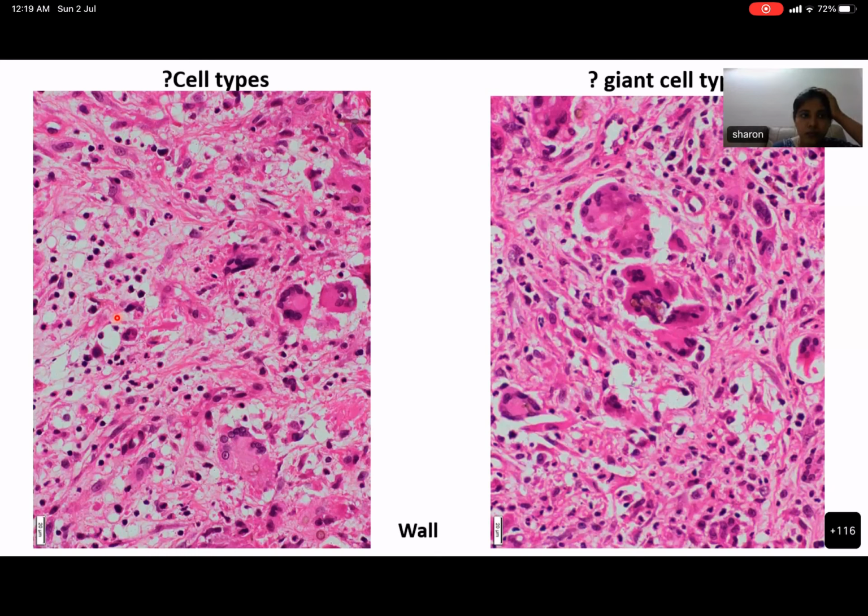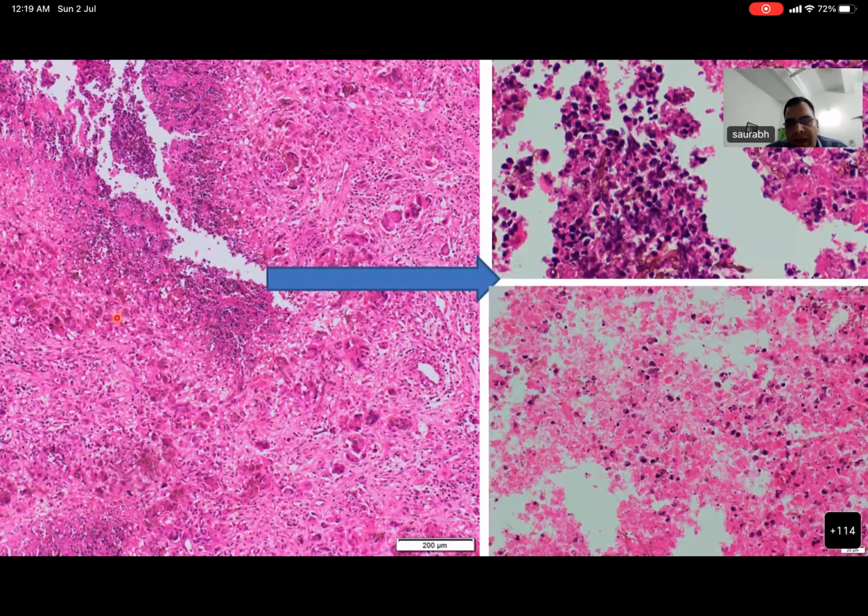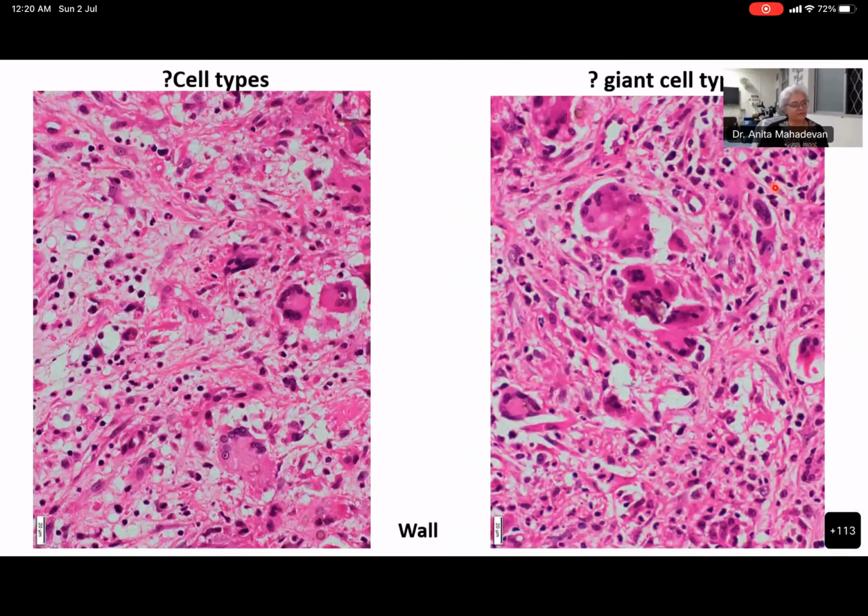Ma'am, in the previous slide, there were a few fungal hyphae. The right one above. Out here, there are a few septate fungal hyphae. Very good. And where do you want to look for hyphae? In which cells? They are invading the microcytes. Correct. And particularly within giant cells, right?